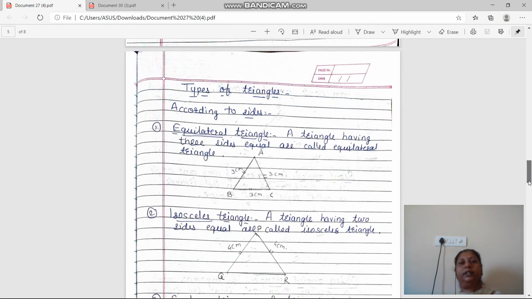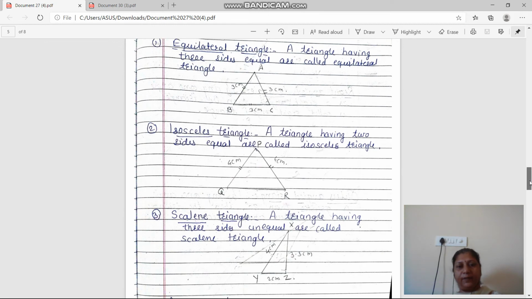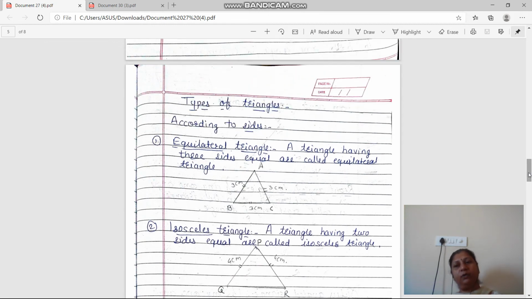Now we will study the types of triangles. Everyone has done this in our subject enrichment activity. So according to sides, how many types of triangles are there? It is equilateral triangle, isosceles triangle, and scalene triangle. It is according to sides.